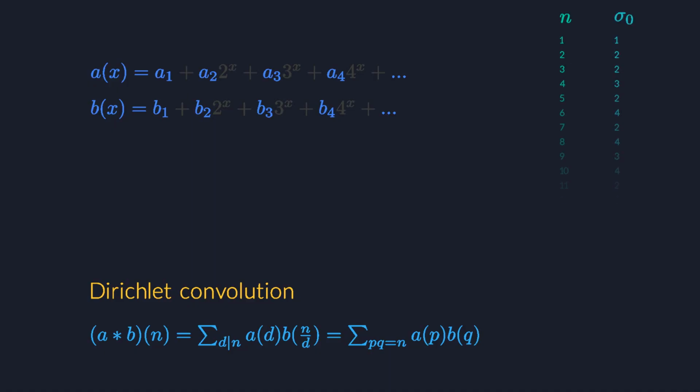Whenever your target number n is prime, there are only 2 possible combinations to obtain it. For other numbers, you get more possibilities, depending on their divisors. 6 can be written as 1 times 6, 2 times 3, 3 times 2, and 6 times 1. So there will be 4 different terms in its formula.